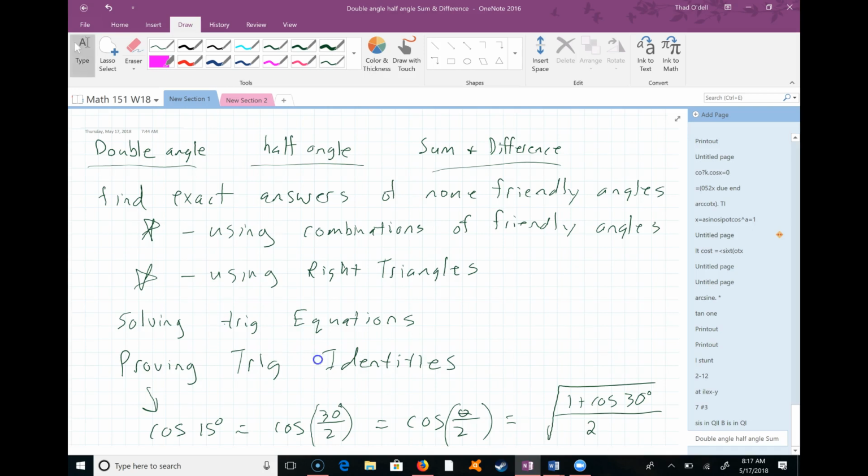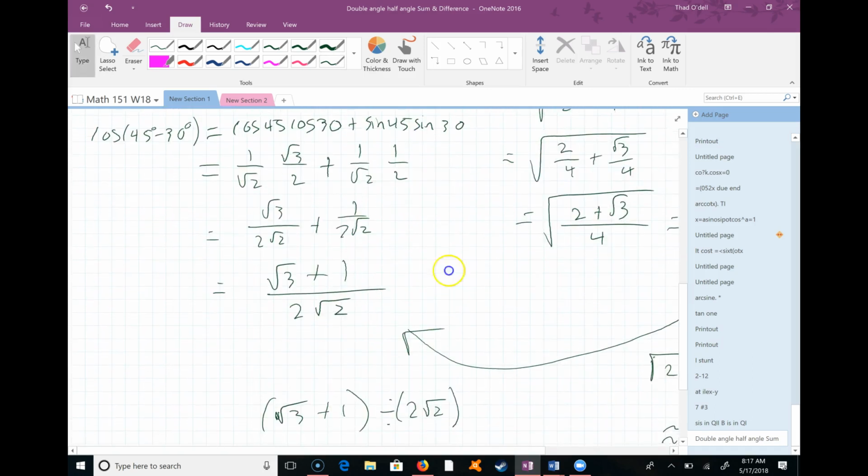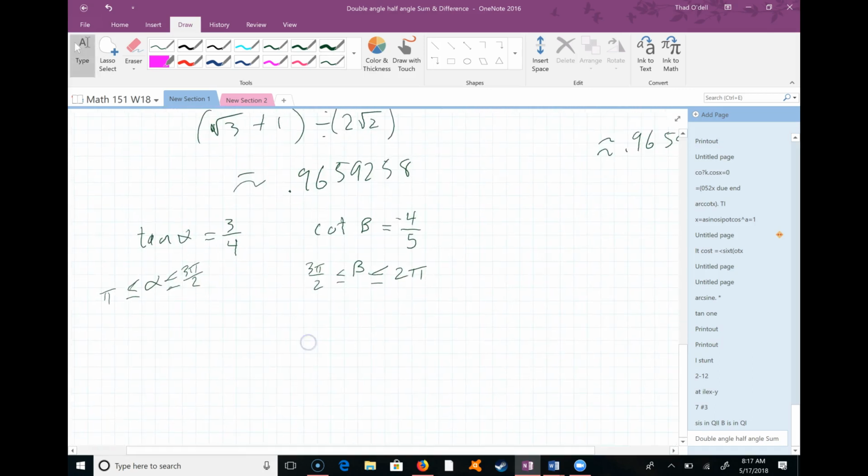So here, for example, you might be given some information like this, where they tell you that tangent of alpha is 3/4 and cotangent of beta is -4/5, and they give you this little extra information about alpha and beta. And you notice this is telling me what quadrant it's in, right? So this is just saying that alpha is in the third quadrant and that beta is in the fourth quadrant. You can see how that tells you that. These are radian measures. So alpha is between pi and 3 pi over 2, that's the third quadrant. Beta is between 3 pi over 2 and 2 pi, that's the fourth quadrant.